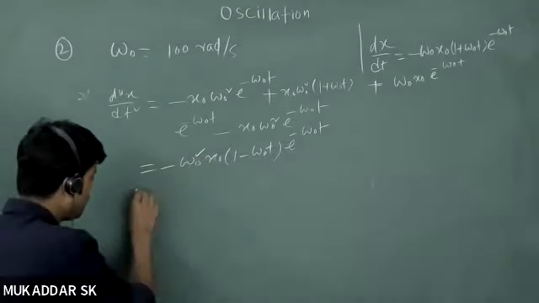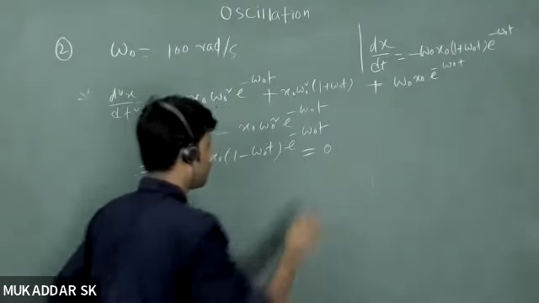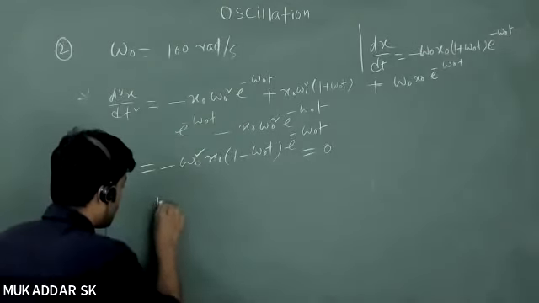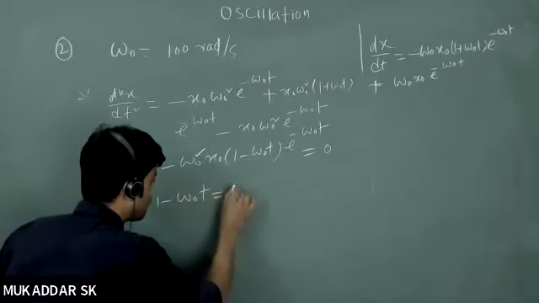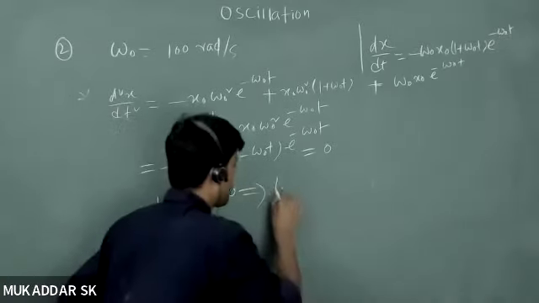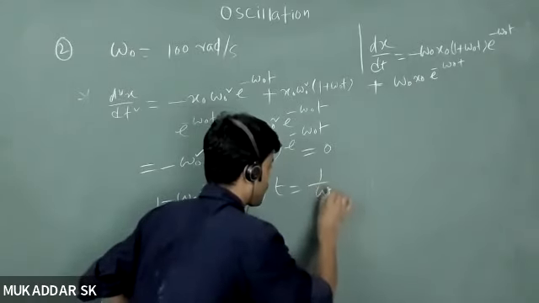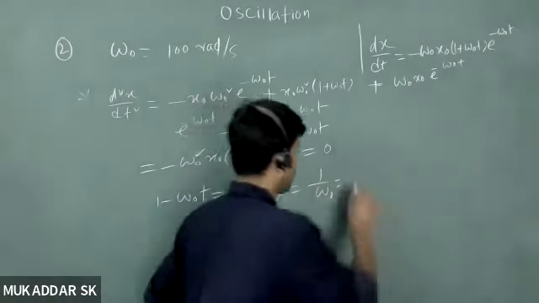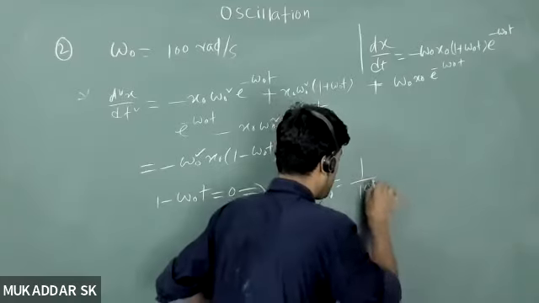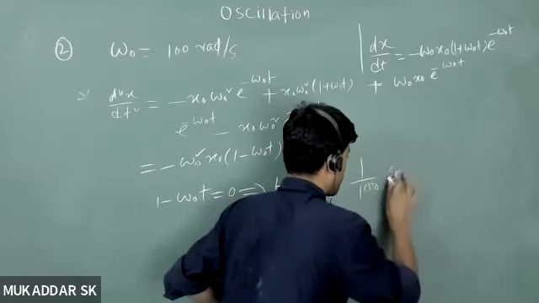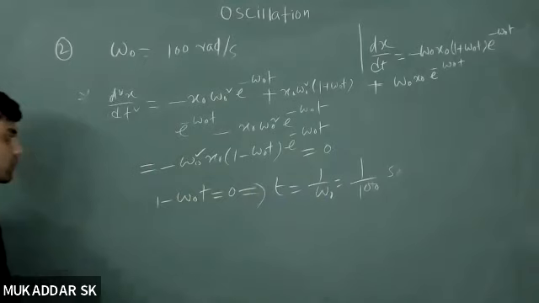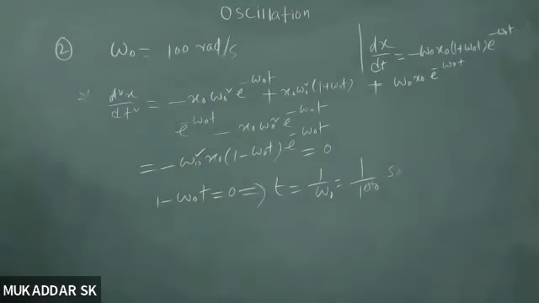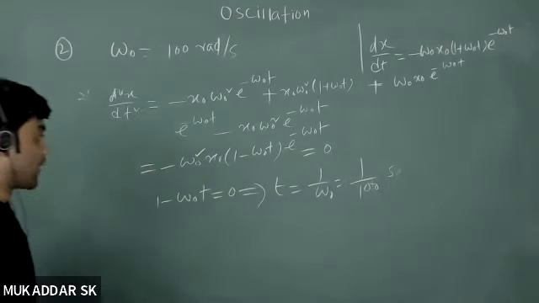So what is the conclusion? So if you substitute this equals to 0, it means 1 minus omega naught into t, that should be equals to 0. So t should be equals to 1 by omega naught, and omega naught that they have provided you, that is 100. So it will be 1 by 100 second. So at this time, your oscillator will have maximum damping force.